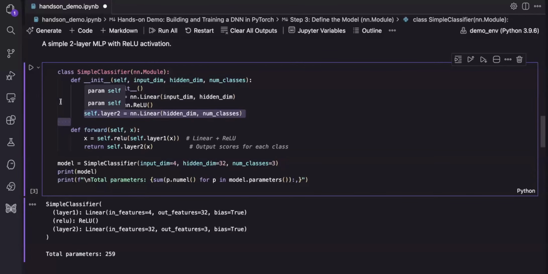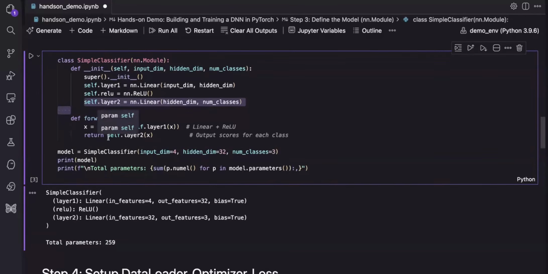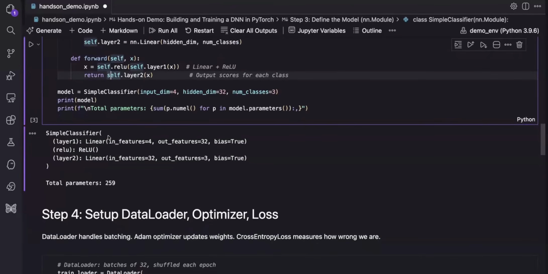Then we have the forward function. This is where we define the actual computation. PyTorch calls this method automatically when you write model(x). The forward pass is three lines. Pass x through layer 1, apply ReLU, pass through layer 2. That is it. And we then instantiate with SimpleClassifier, input dimension equals 4, hidden dimension equals 32, and num classes equal 3, and print the summary.